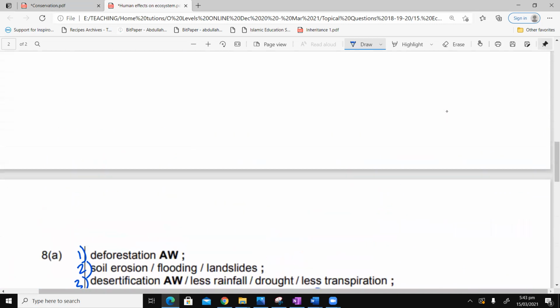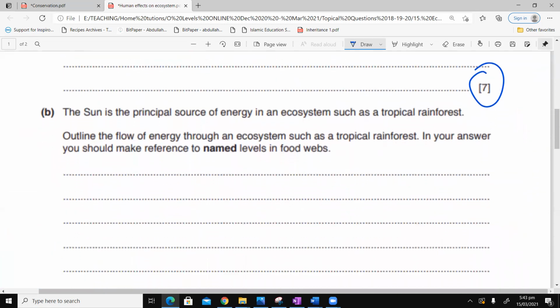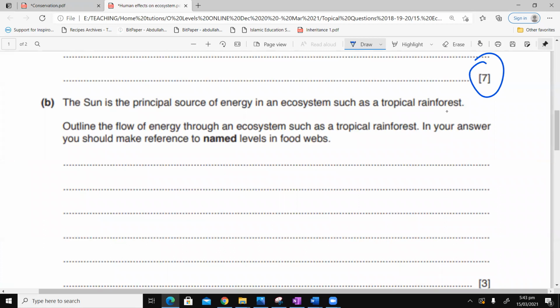Let's look at the second part of this question. It says, the sun is the principal source of energy in an ecosystem, such as tropical rainforest. Outline the flow of energy through an ecosystem, such as a tropical rainforest. In your answer, you should make reference to the named levels in the food webs. It's just a 3-marker question.